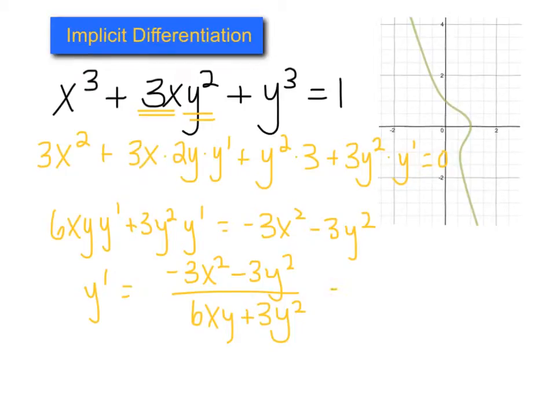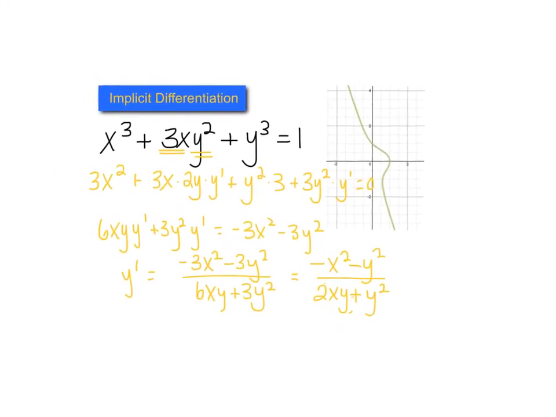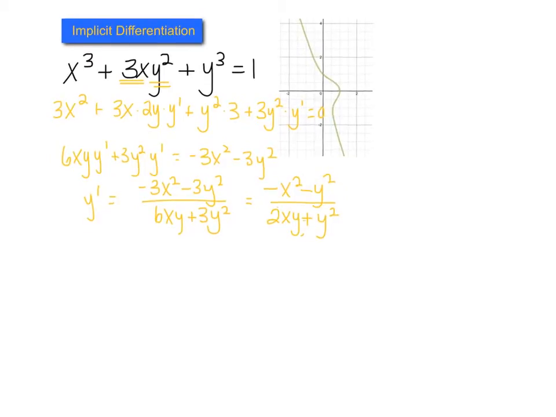Alright, and to make things a little bit nicer, we can divide everything by 3. So that's going to be negative x squared minus y squared over, oh, not 6xy. Okay, we want to divide, right? So divide by 3, so that's 2xy plus y squared. Alright, so here's our derivative. One of the questions I might ask is find the derivative of the function when x is 1.